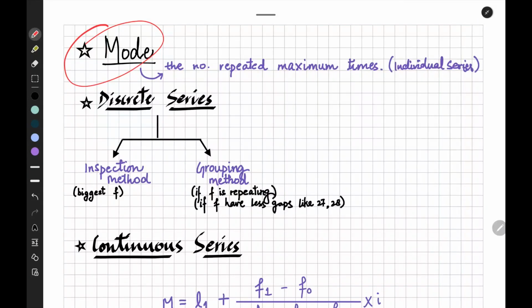The basic idea of mode is that it is a value that appears most frequently or with the greatest frequency. If two or more values appear with the greatest frequency, each is mode. If no value is repeated, there is no mode. For example, let's take an example of this one: 1, 2, 2, 3, 5, 6, 6, 4.